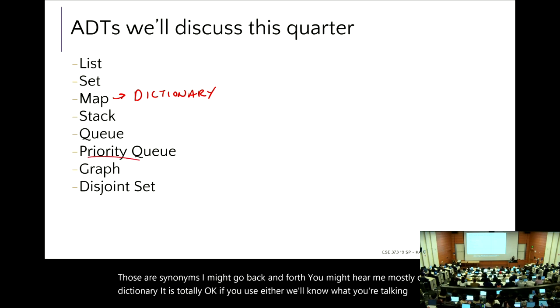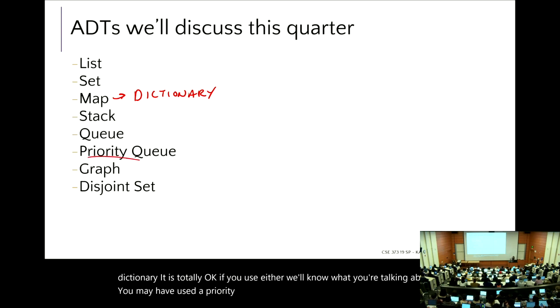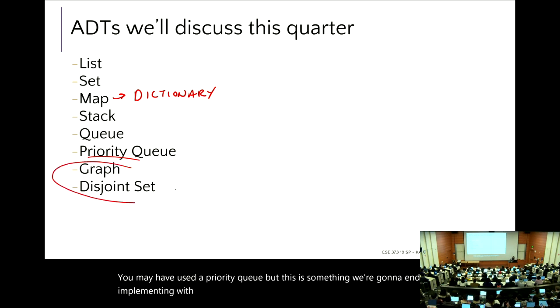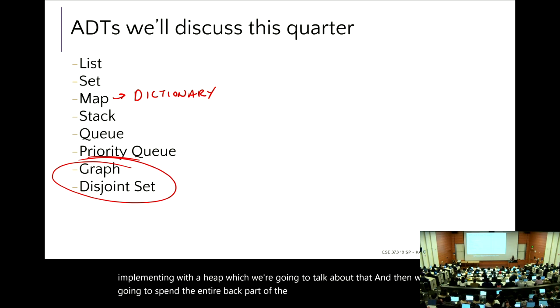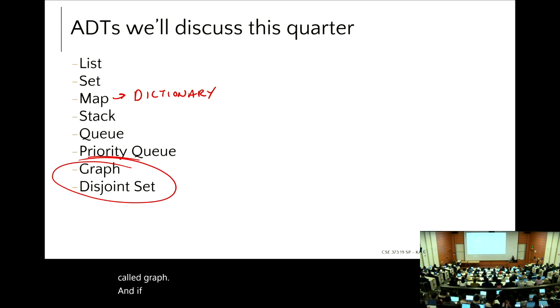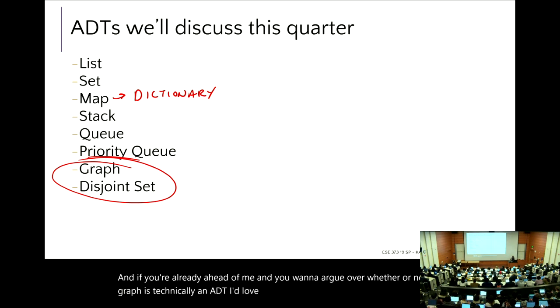You may have used a priority queue, but this is something we're going to end up implementing with a heap, which we're going to talk about. And then we're going to spend the entire back part of the quarter working on this thing called graph. And if you're already ahead of me and you want to argue over whether or not graph is technically an ADT, I'd love to have that delightful religious debate with you at some point. But for right now, we're going to call it an ADT.